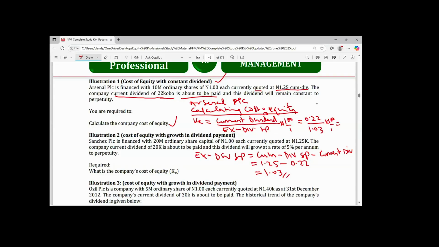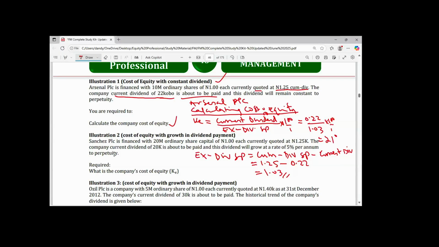Give it to me. What's the final answer? What do you have there? 0.22 divided by 1.03, then multiply by 100. What do you have? Are we together or am I on my own? 0.22 divided by 1.03 multiplied by 100 is 21.35, approximately 21%.